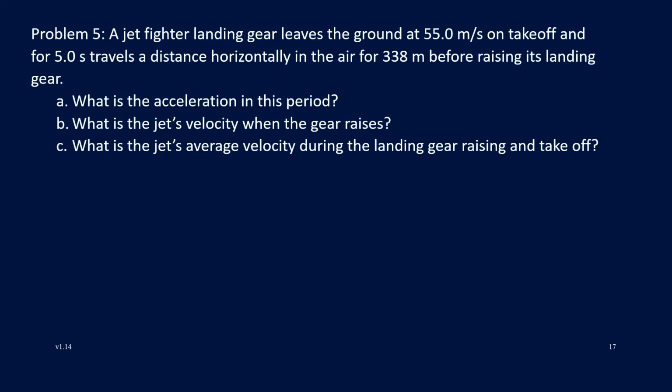Okay, let's look at another problem. A jet fighter landing gear leaves the ground at 55 meters per second on takeoff, and for 5 seconds travels the distance horizontally in the air for 338 meters before raising its landing gear. So let's look at the problem, what we were given. We're given that it's talking about a landing gear that leaves the ground when the plane is going 55 meters per second on takeoff, and the plane travels 5 seconds, a distance which is horizontal, for 338 meters before raising its landing gear.